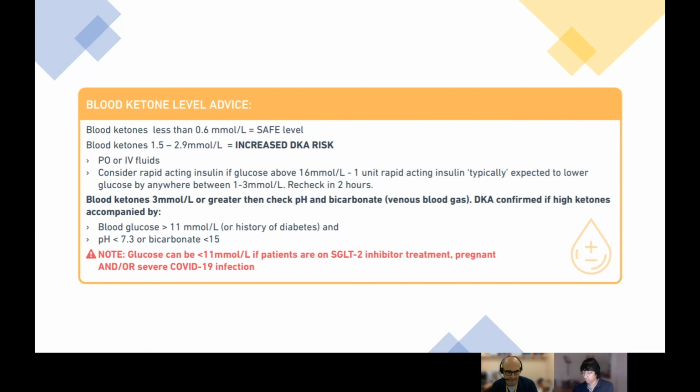A blood ketone level above 3 would suggest a high chance this individual is on the cusp or has developed diabetic ketoacidosis and hence should be managed as per your local protocol. The additional comment I would make is that individuals who use the SGLT2 inhibitor tablets, the flozin tablets such as canagliflozin, empagliflozin or dapagliflozin may also experience diabetic ketoacidosis with a relatively normal blood glucose level. So be on the lookout for that as a particular feature with COVID infection. Next slide, please.